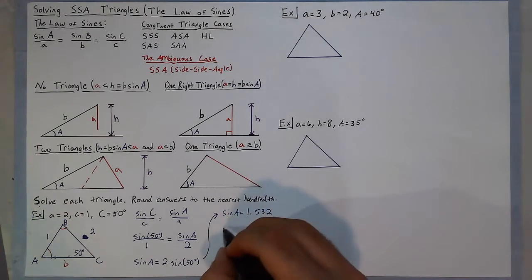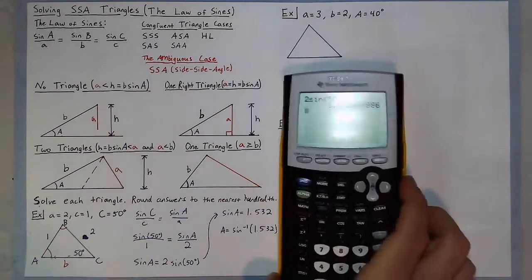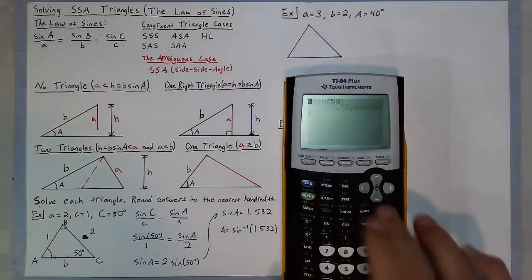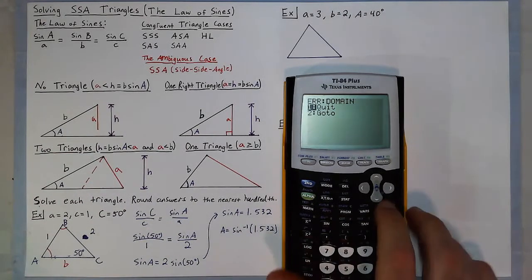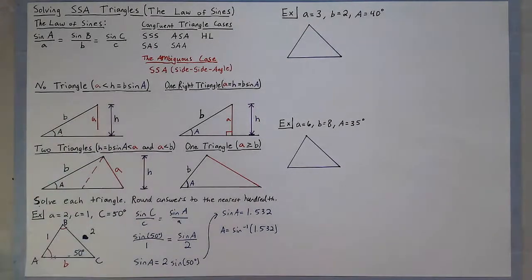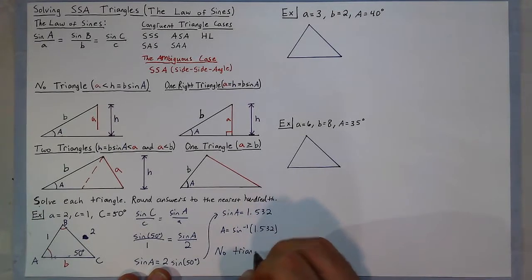And if you try to finish solving this by taking the sine inverse of 1.532, your calculator will remind you why this is impossible. So sine inverse of 1.532, domain error, meaning there is no possible way to plug that in. So in this case, we say there is no solution or no triangle that exists.